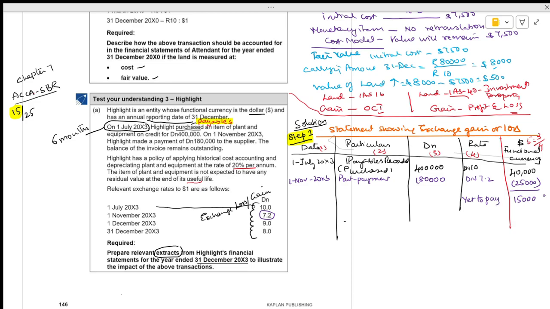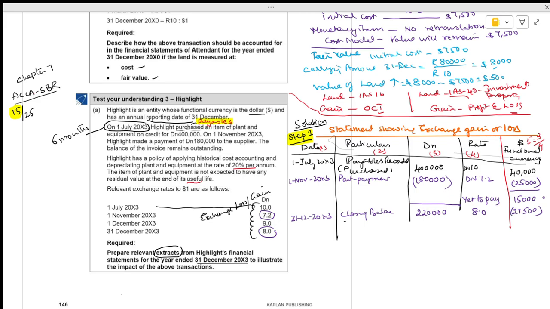But what is happening? You will have the closing balance. Is it right? 31st December 2003. Closing balance. Closing balance should be how much? See, you have to take the closing balance of DN. Is it right? It comes to how much? Closing balance is 400 minus 180. It comes to 220. And what is the closing rate? Closing rate is 8. Is it right? Closing rate is 8 DN. And if you convert it into dollars, it will come to 27,500. Okay. Means you have to pay this much.